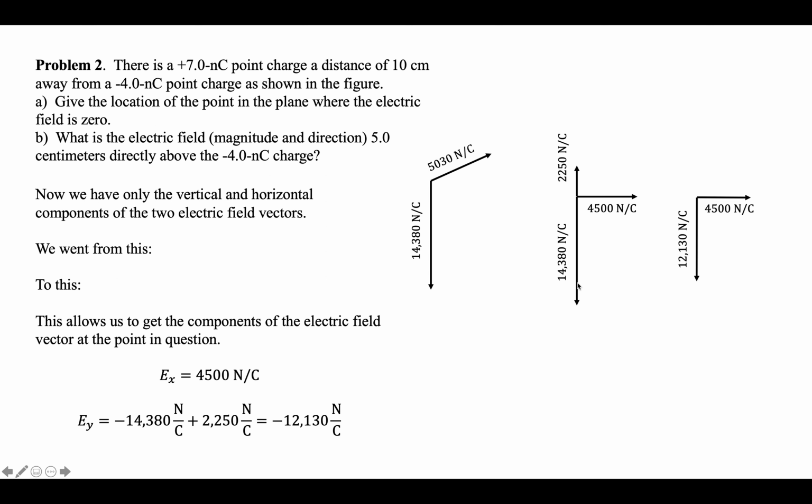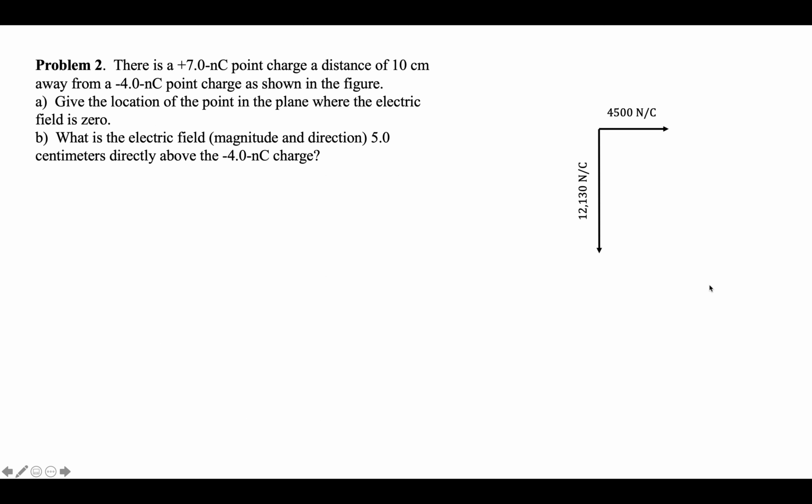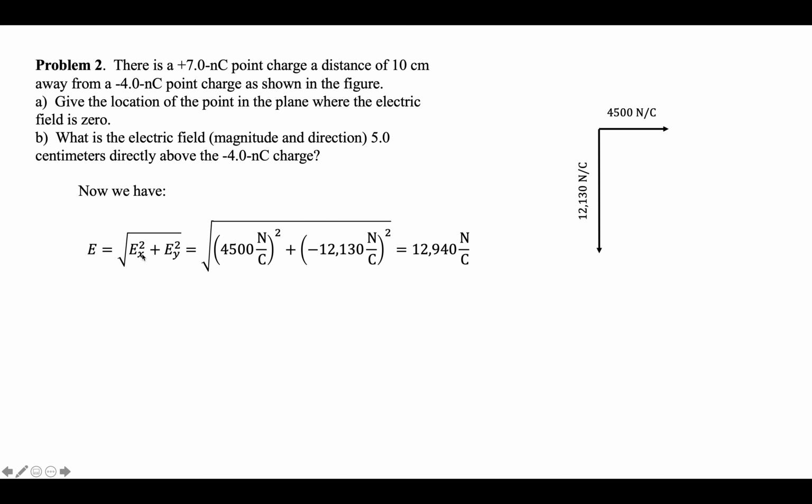So now we have this. And once we have this, we're almost done, because all we have to do is get the magnitude and the direction. We know the x component, we know the y component of the electric field. There's where we start. We use the Pythagorean theorem with the electric field vectors. 4,500 newtons per coulomb in the x, 12,130 down in the y, and the answer is the magnitude is 12,940.